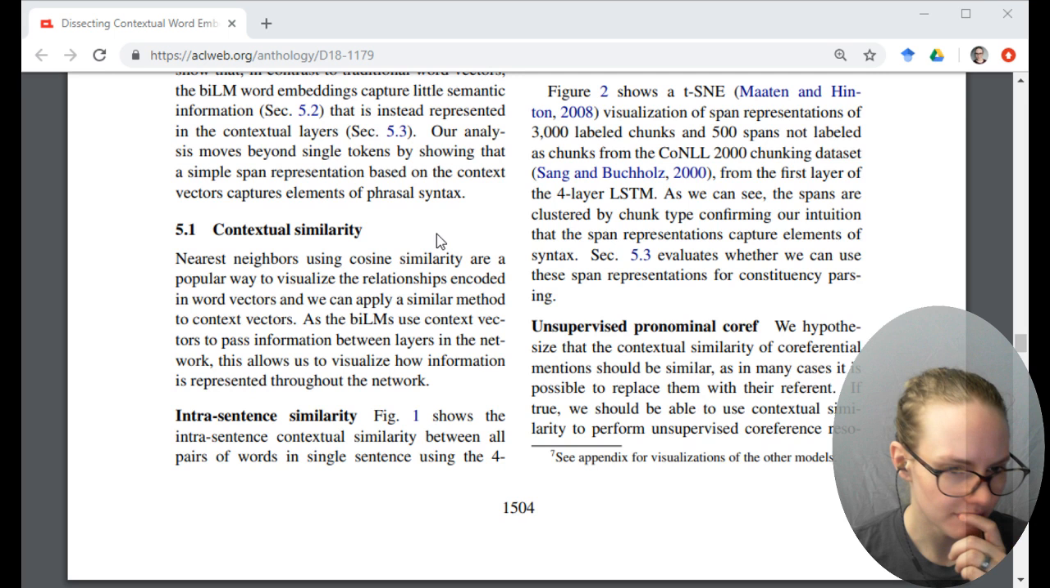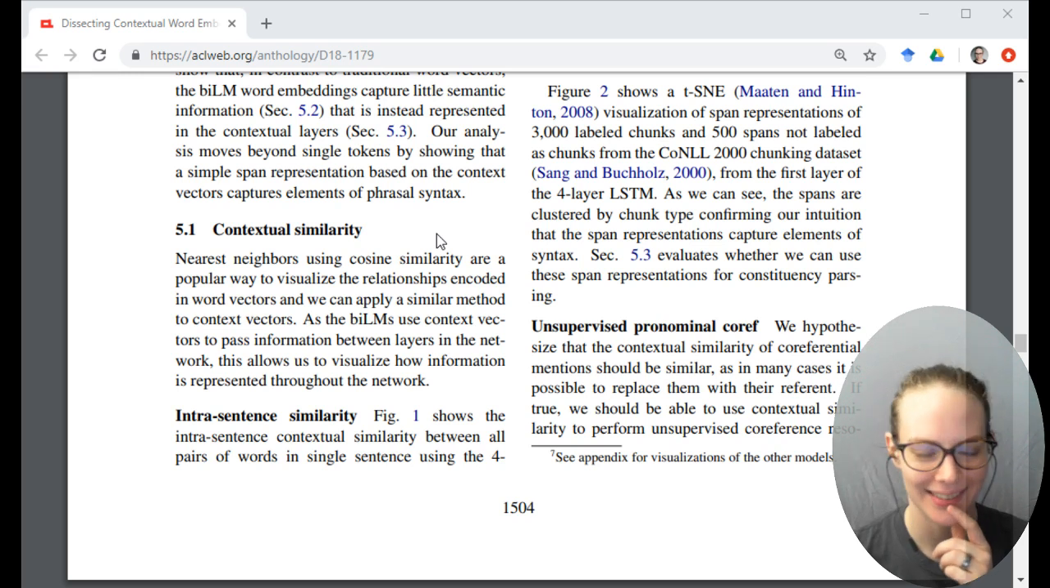Interesting. Contextual similarity. Nearest neighbors using cosine similarity is a popular way to visualize the relationships encoded in word vectors, and we can apply a similar method to context vectors. As the BiLMs use context vectors to pass information between layers in the network, this allows us to visualize how information is represented through the network.